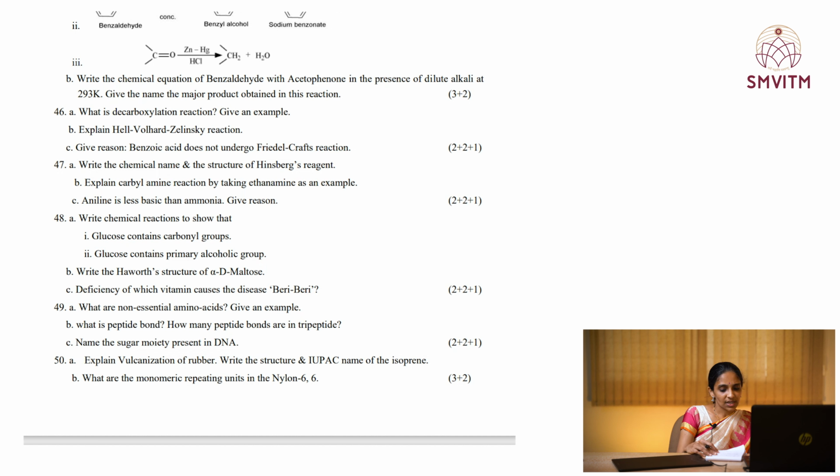Next question is from nucleic acids. The question says, what is the name of the sugar moiety present in DNA? The sugar moiety is beta D 2-deoxyribose.